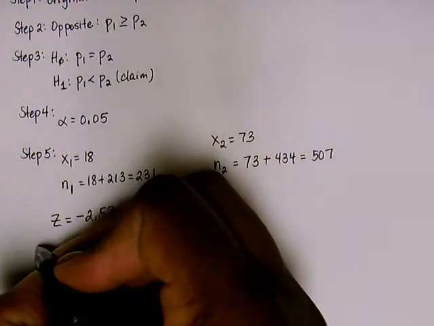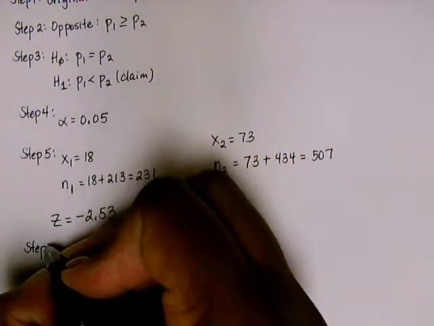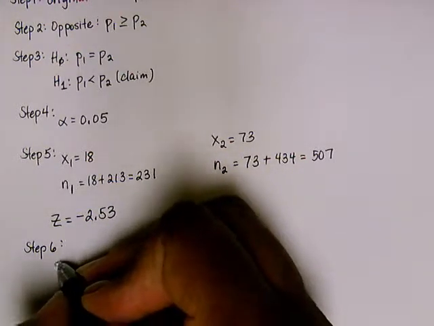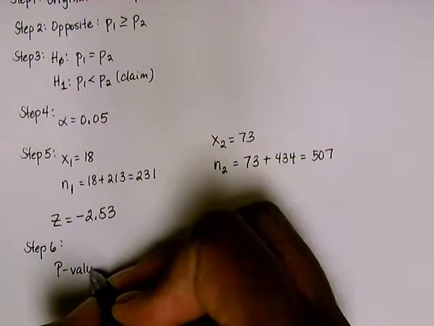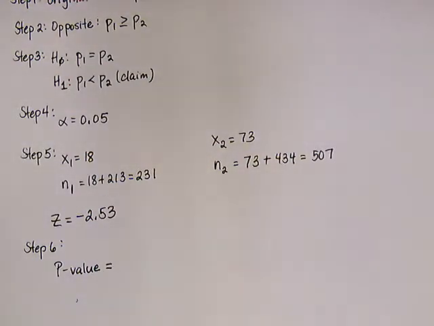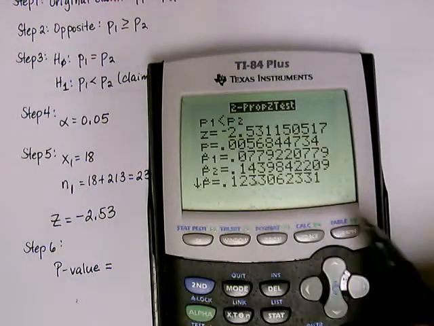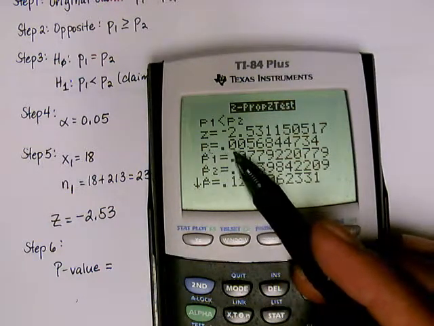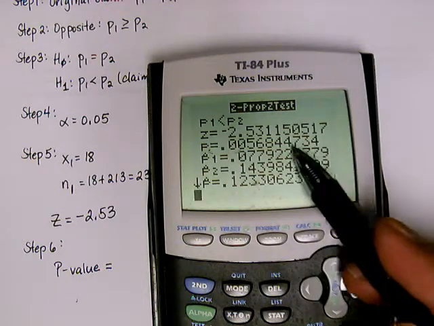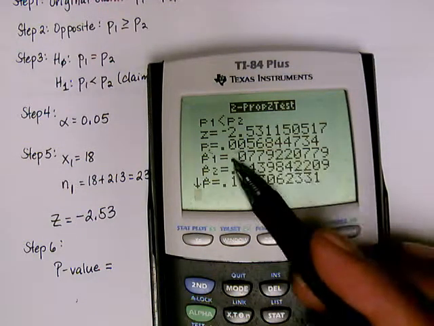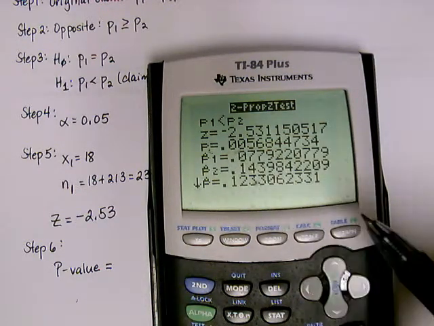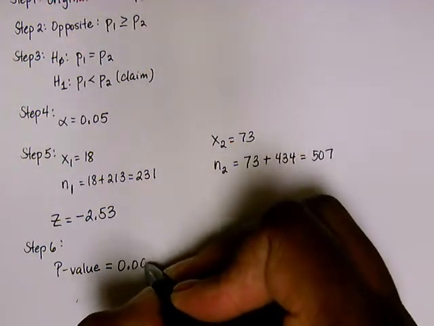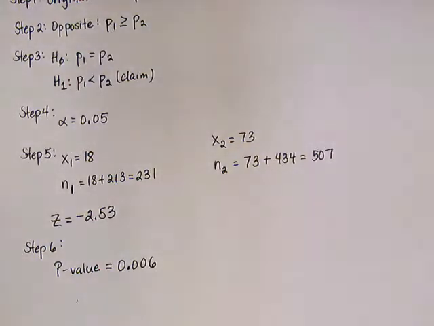Okay, now step number 6 is the p-value, and that's also on the output of your graphing calculator. I'll bring that back up. Here you can see right here, right under the z is your p. That's your p-value. This number right here, rounded to 3 decimal places, we're going to say 0.006. So the p-value there will be 0.006.